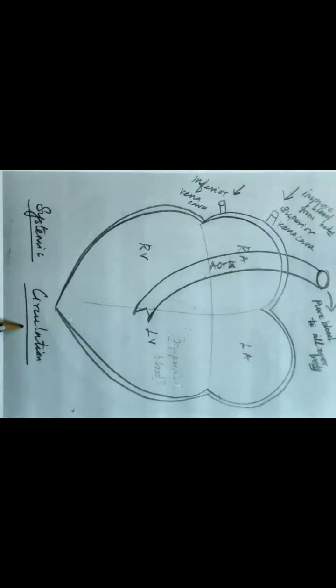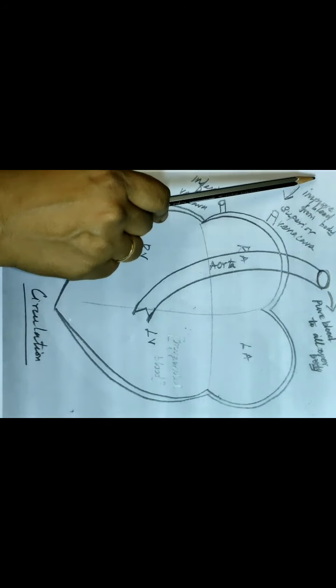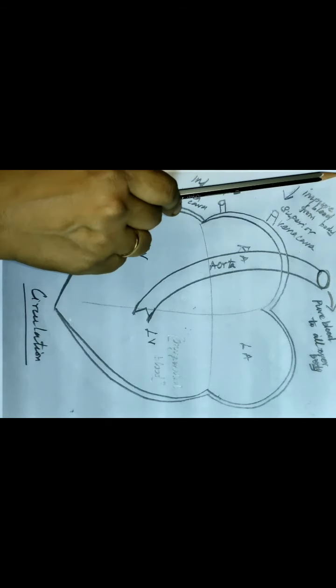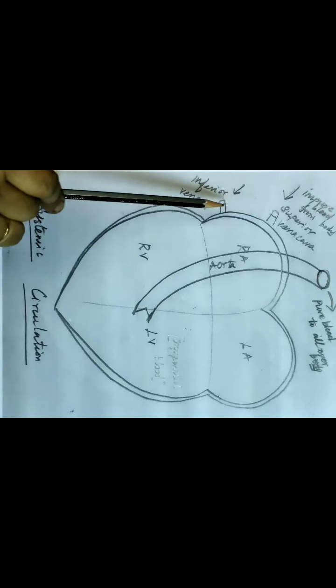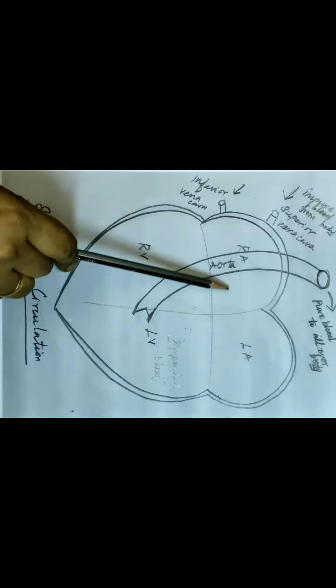Systemic circulation. Supply of oxygenated blood from the left ventricle through the aorta to all over the body, then bringing back the impure blood from all over the body to the right auricle through the superior and inferior vena cava is what is said to be systemic circulation.